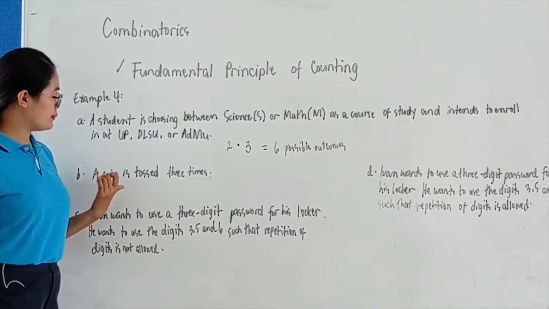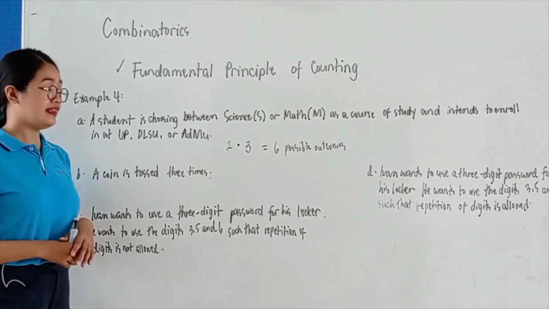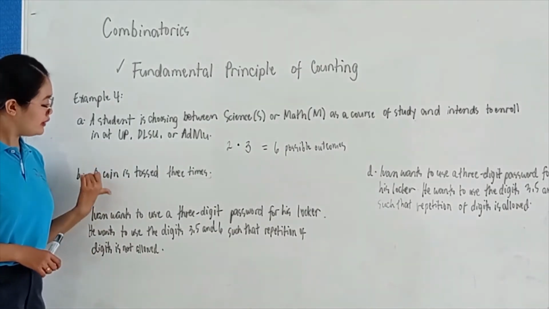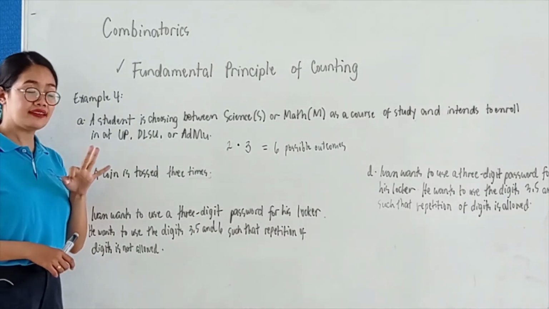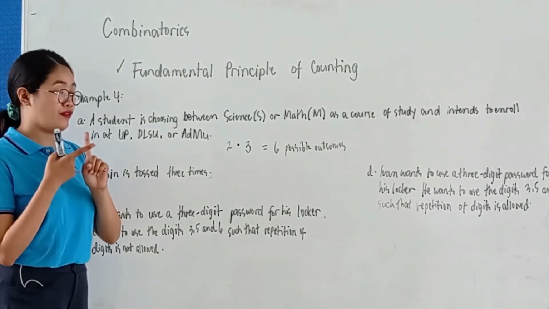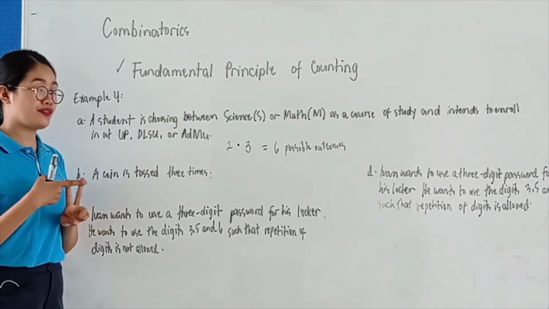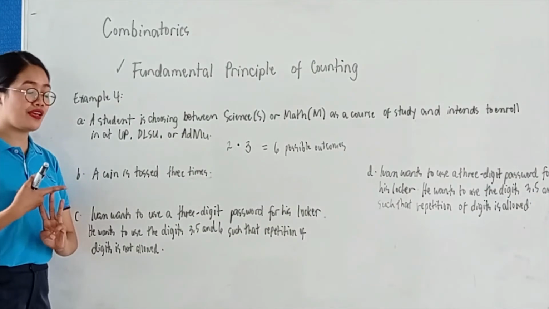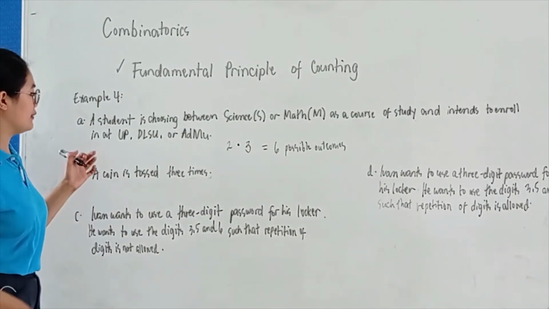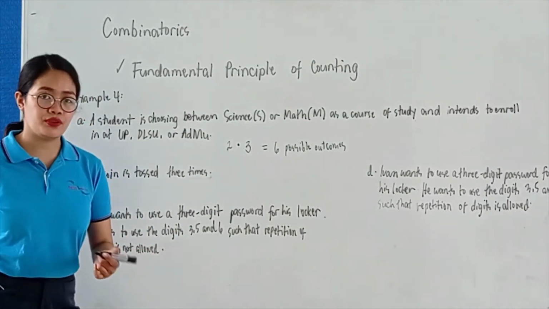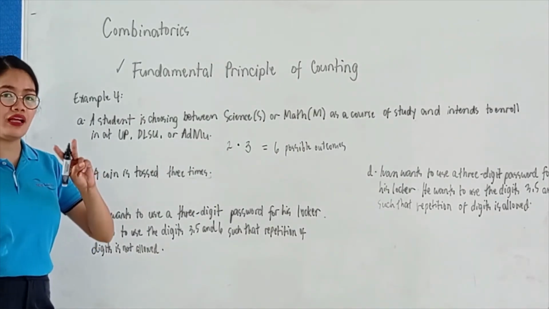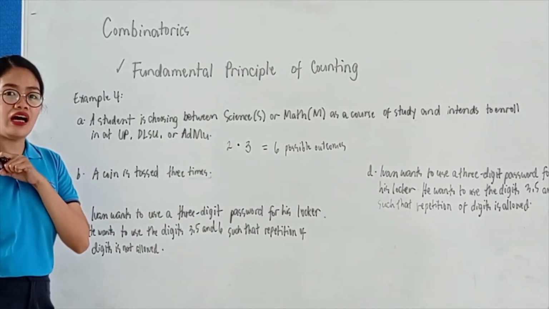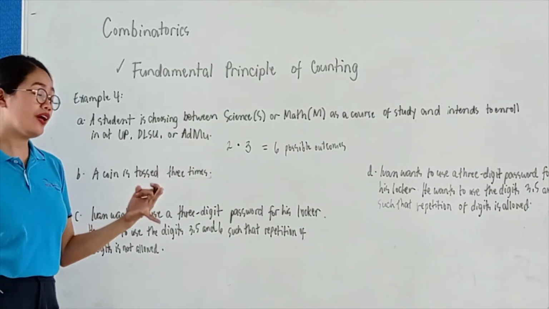For the second item, we have a coin is tossed 3 times. In this equation, we have 3 steps. First is the first toss, the second step is the second toss, and the third step would be our third toss. And for each step, there would be exactly 2 possible outcomes. In tossing a coin, the outcomes could either be a head or a tail.